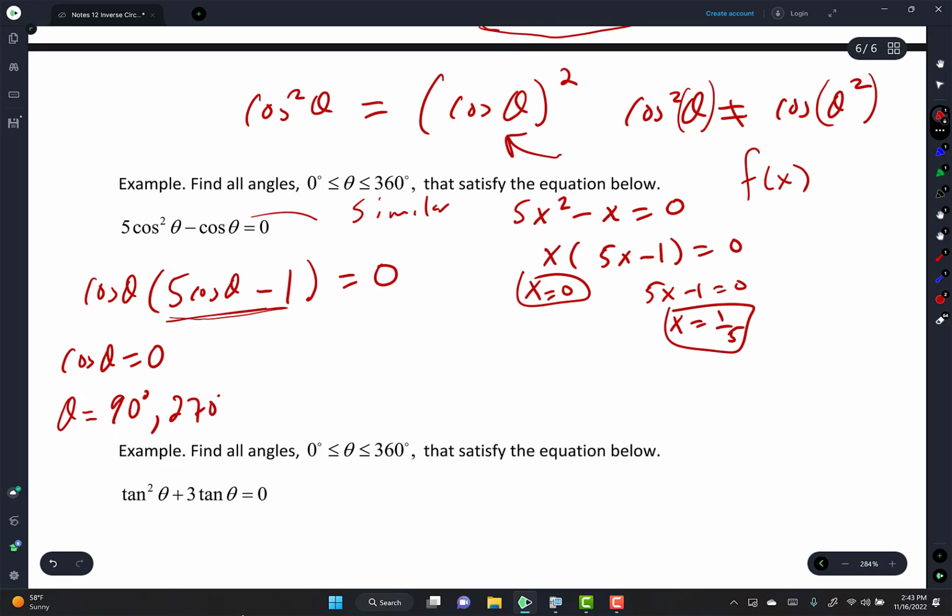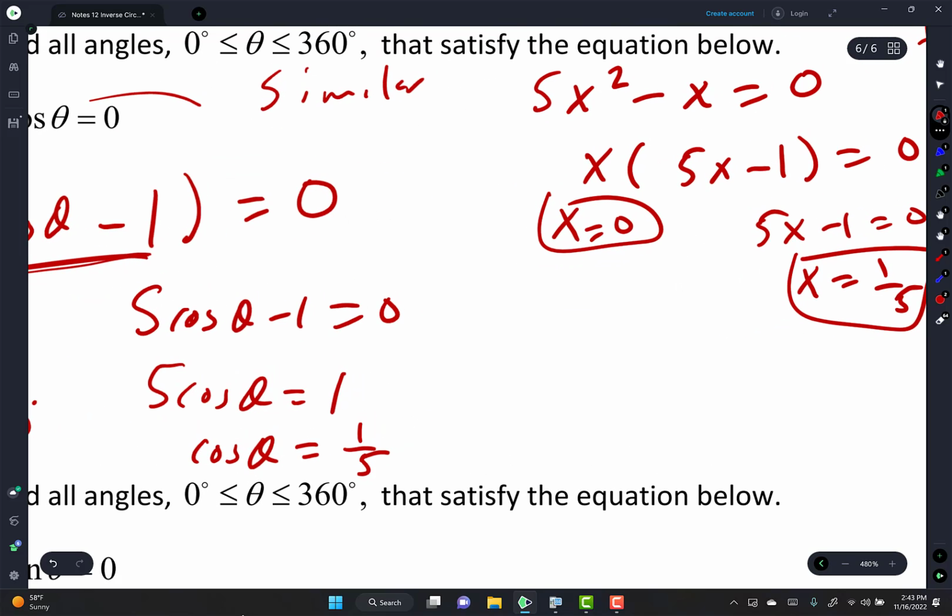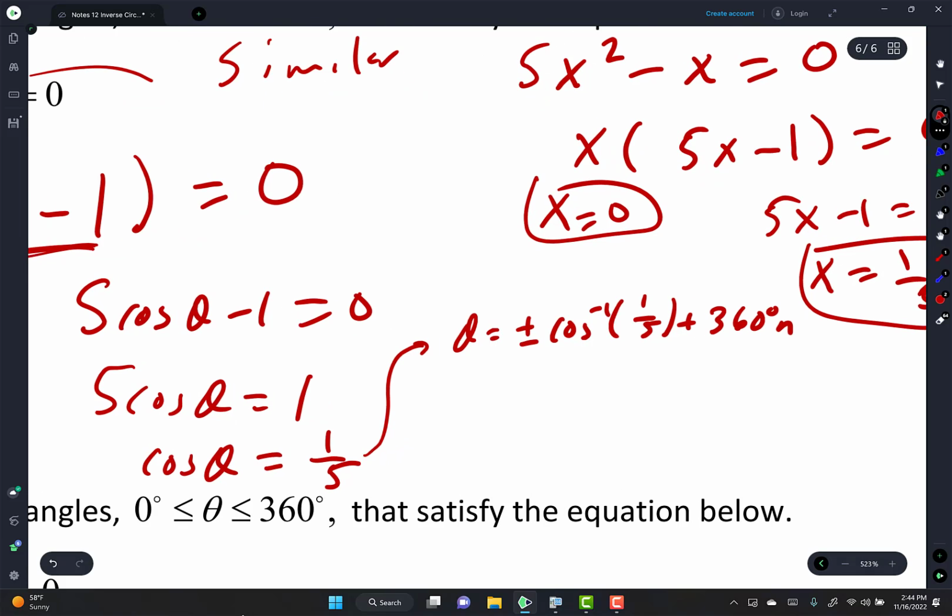Now I'm going to figure out this one here on the inside. I can have the expression 5 cosine theta minus 1 equals 0. Move the 1 to the other side. 5 cosine theta equals 1. Divide by 5. Cosine theta equals 1/5. And now we're going to take the inverse of that to get theta by itself, guys. Theta equals plus minus inverse cosine of 1/5 plus 360n. Make sure that you put the degree symbol where applicable.